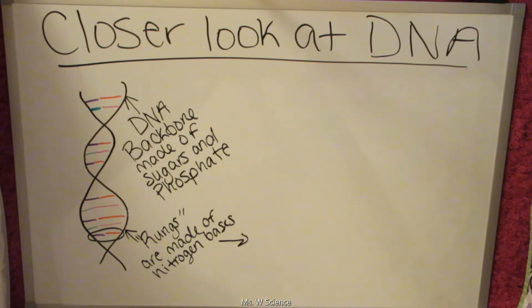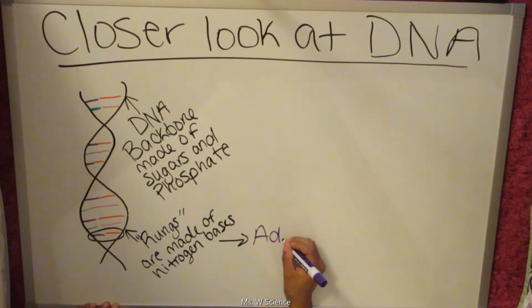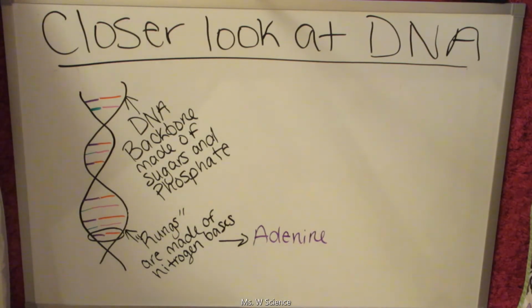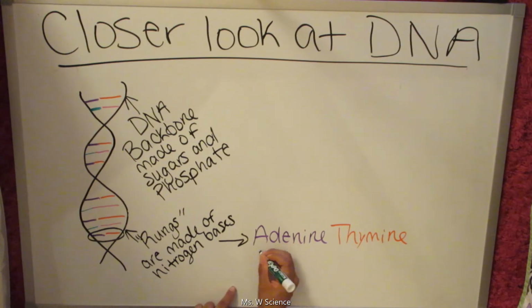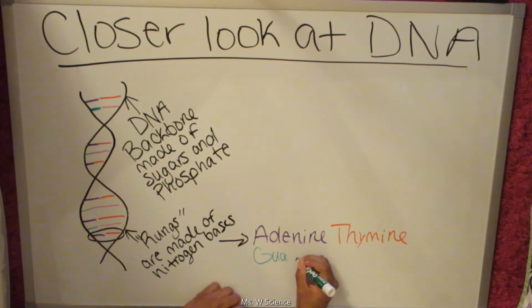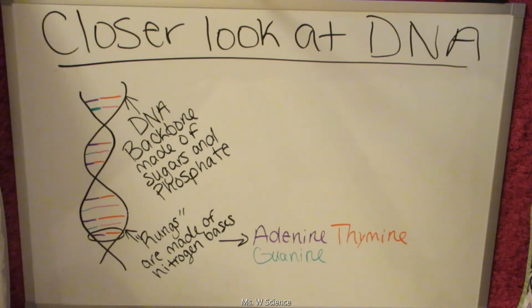The first base we're going to name is adenine. That is our first nitrogen base. Our second nitrogen base is thymine. There's a reason that I'm pairing them up like this. They're always in pairs, these pairs specifically. Our next one is guanine, and it pairs up with cytosine.